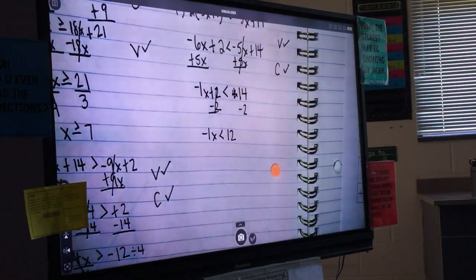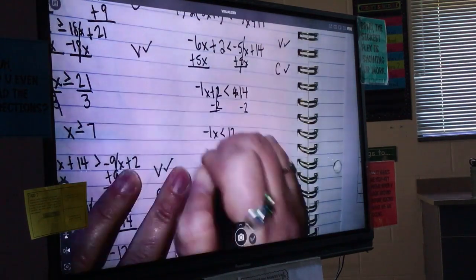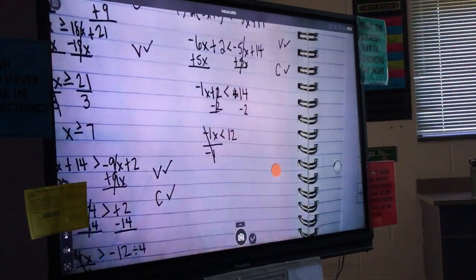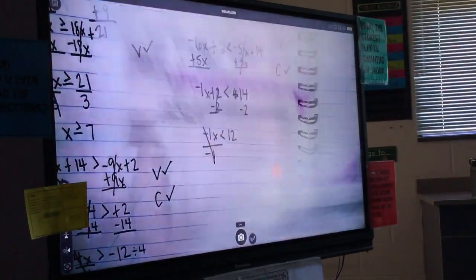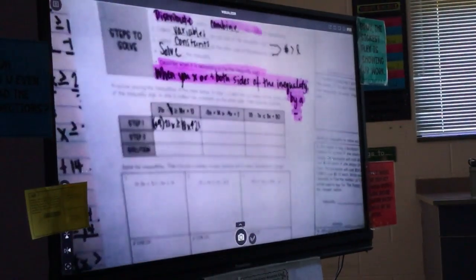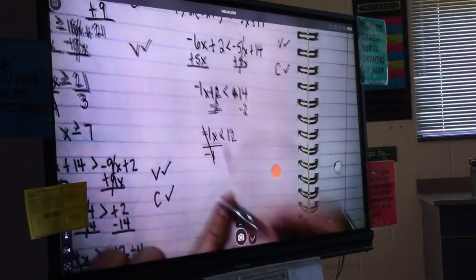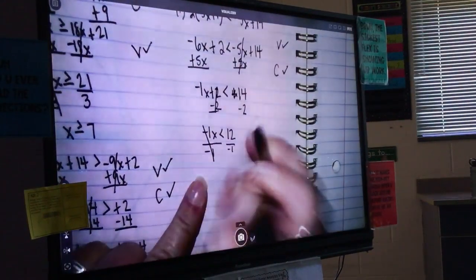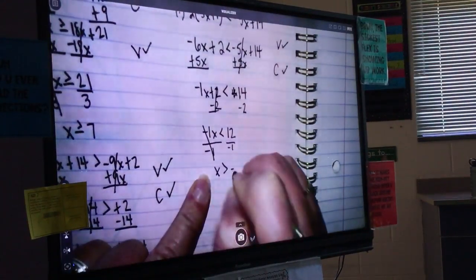How many of you guys have that as your step before the last step? Okay, we're going to keep going because we are not done. Why are we not done? We still have to divide because we have a negative 1. So you're going to divide by negative 1. That cancels. If you look back in your notes, when you multiply or divide by a negative, you flip your sign. So x is greater than negative 12.